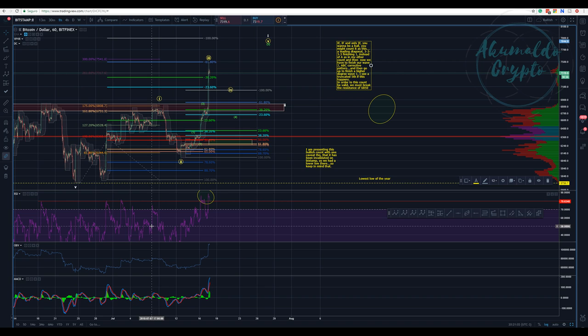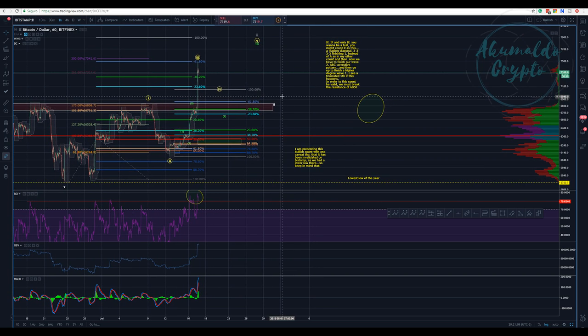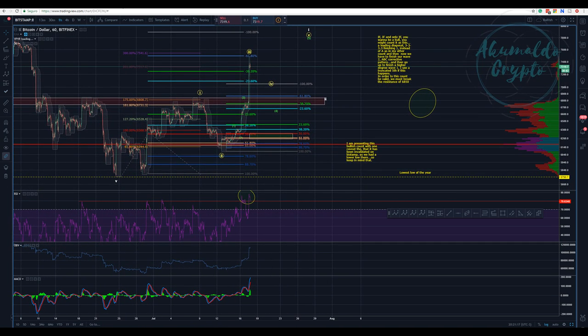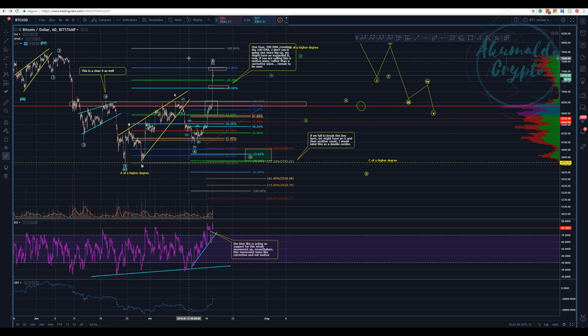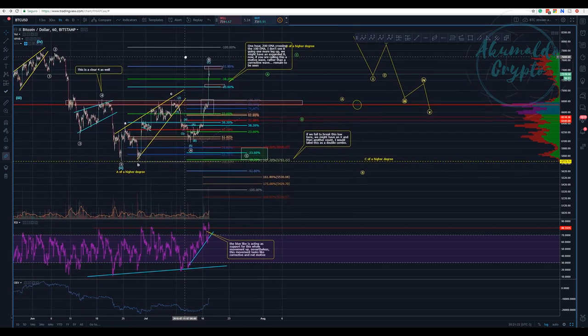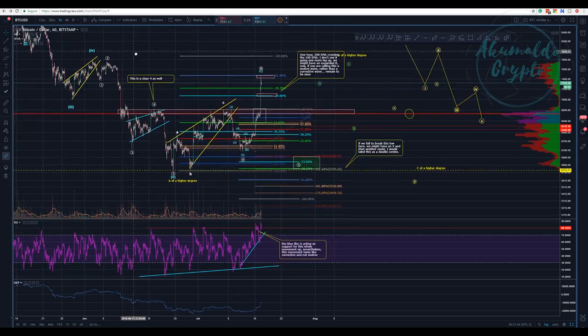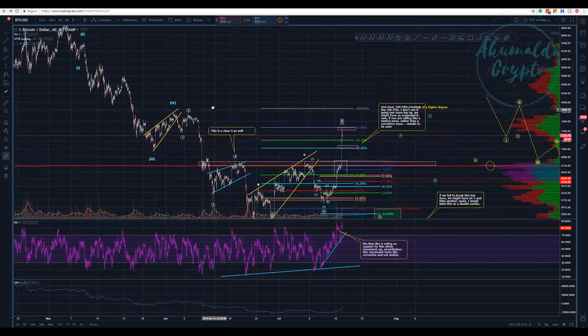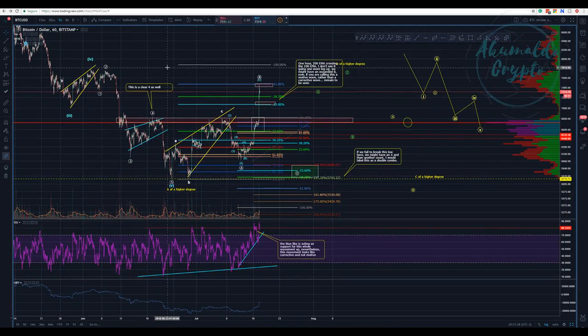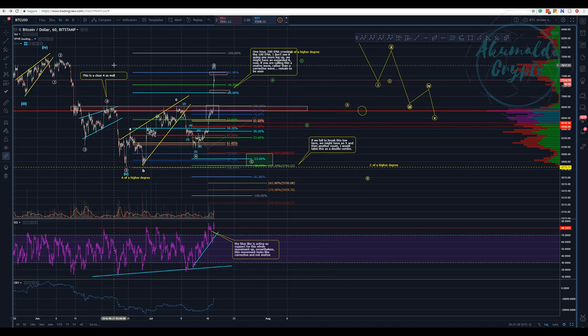Today we had a huge bump, right? A lot of people are going to be really happy because this resistance here was nothing. We just broke through it and that was it. Let's talk about my bearish count, which I think is pretty much invalid. Why? Because we have this C here.